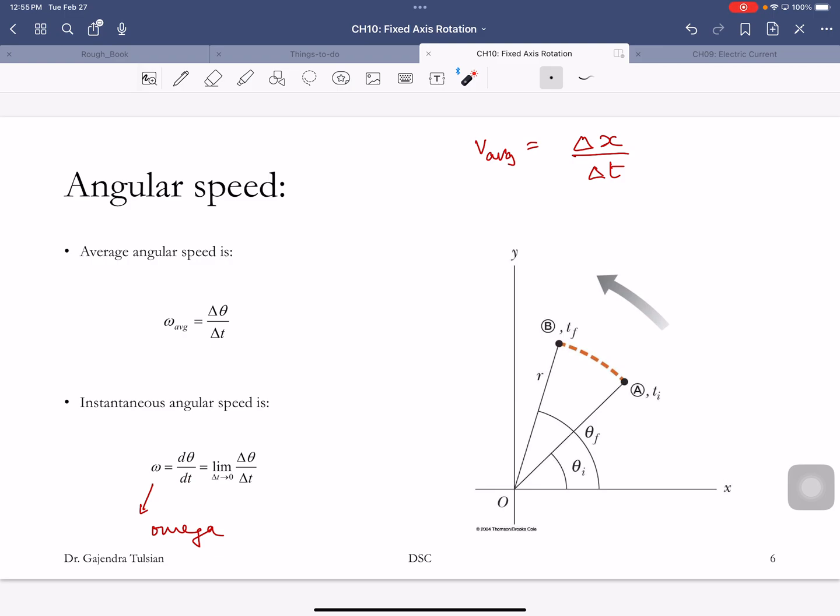Let's do an example. This is the parallel of v, which is dx by dt. So instantaneous velocity is dx by dt, and angular velocity is d theta by dt. We'll tell you the direction in a second.